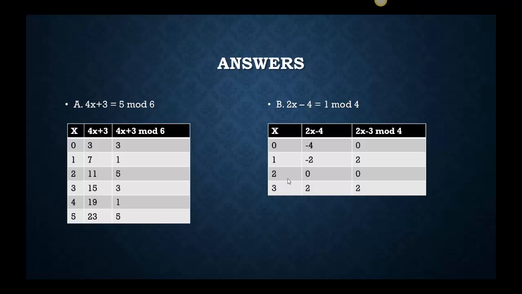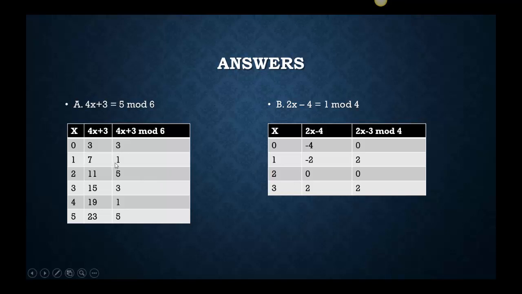All right, so here are our charts. With mod 6, I went 0 through 5. And then I plugged it in. So I have 3, 7, 11, 15, 19, and 23. So I'm plugging those x values into the expression 4x plus 3. And then I have to look at, okay, what is that mod 6? So 3 mod 6 is 3.